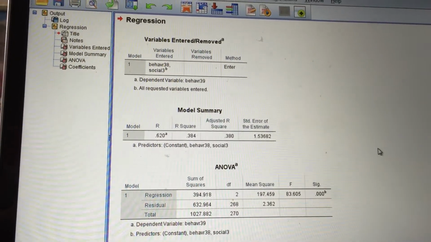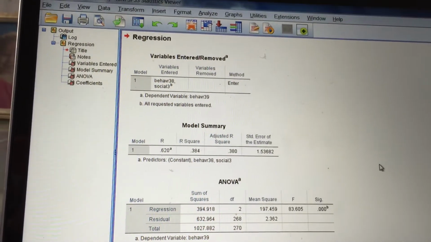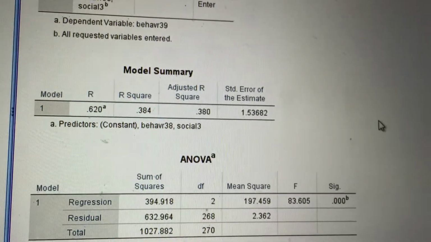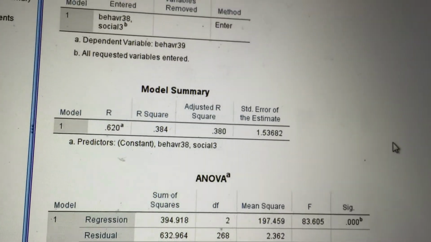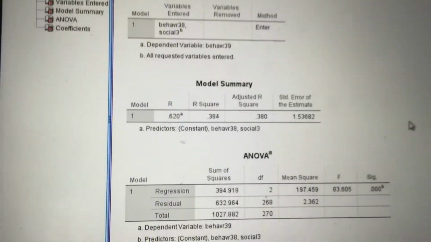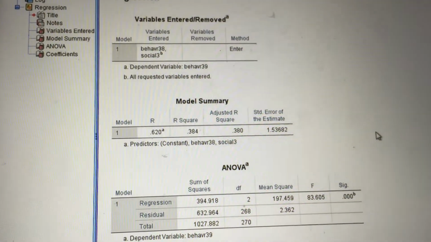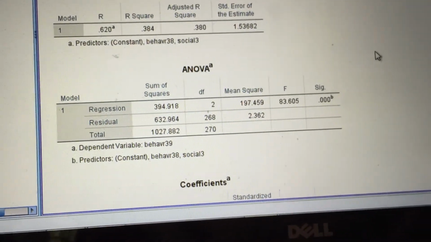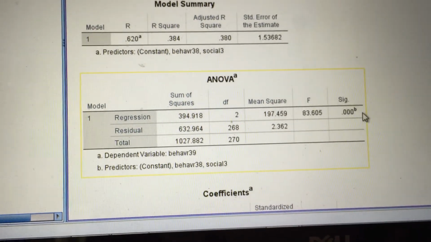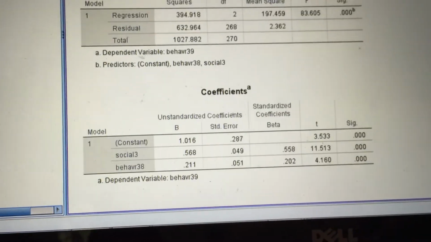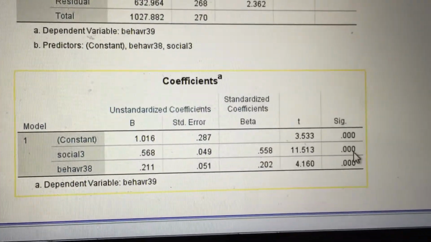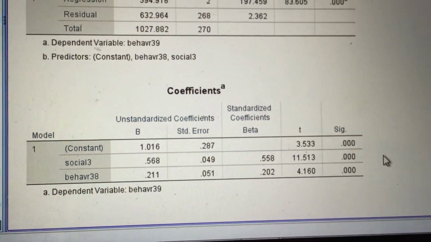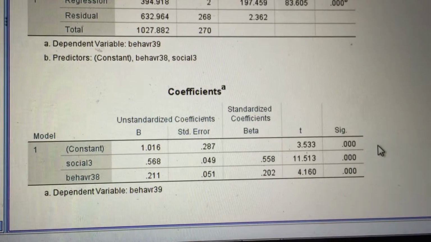And there you go. By adding behavior 38, I was able to increase the adjusted R-square to 0.38, which is actually very interesting. Now with only 2 questions, I can explain about 38% of my dependent variable. But I want to see if I still have a statistically significant linear model. I do. My sig is 0.000. And when I come down to my coefficients table, I see that both of my independent variables are statistically significant as well as the constant.